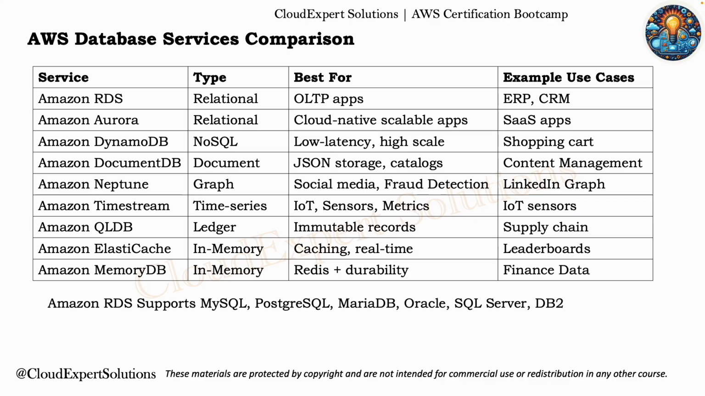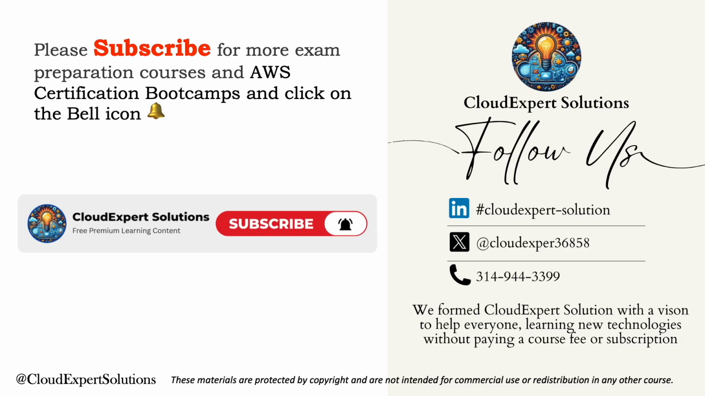Please remember, Amazon RDS supports MySQL, PostgreSQL, MariaDB, Oracle, SQL Server and IBM DB2, whereas Amazon Aurora only supports MySQL and PostgreSQL. That wraps up this module.